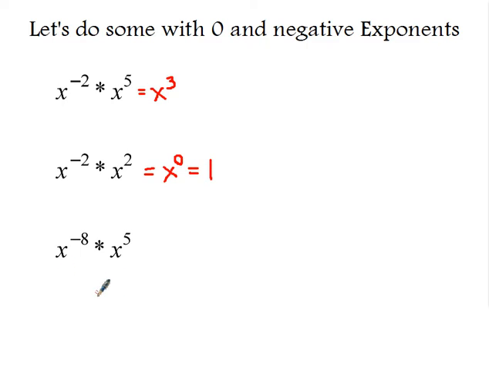I have a third problem where I am multiplying powers. Again, when you multiply powers, you simply add the exponents. Negative 8 plus positive 5 is negative 3. Since I now have a negative exponent for my answer, I can take that one step further and say 1 over x to the 3rd power, and I have written it as a fraction with a positive exponent.